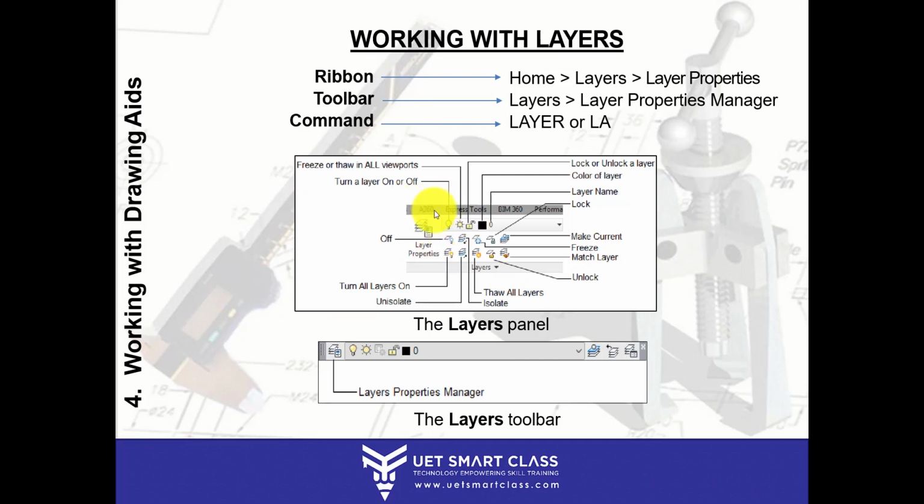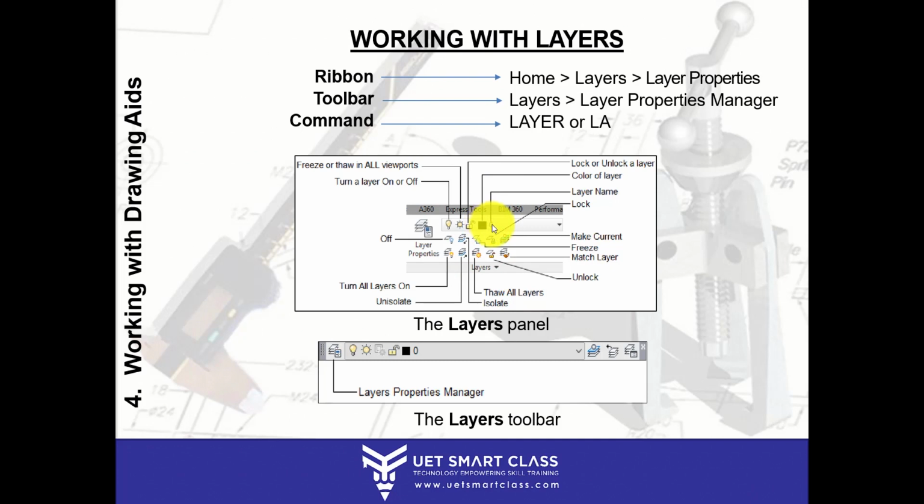You have an on and off button here, the icon is a bulb. You have an icon of freezing, that is a snow icon. You can freeze or thaw in all your viewports. Then you have a lock or unlock a layer option. You have a color option. You can give a color to a layer. You can name a layer.